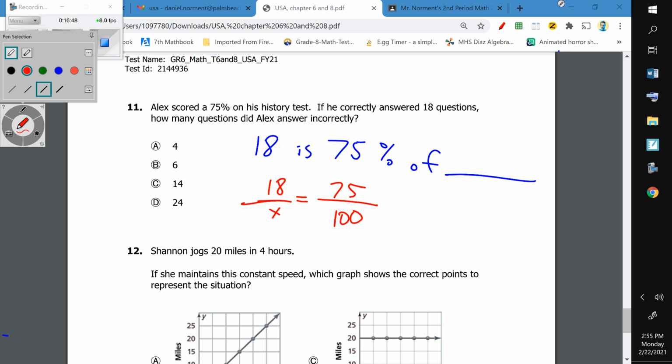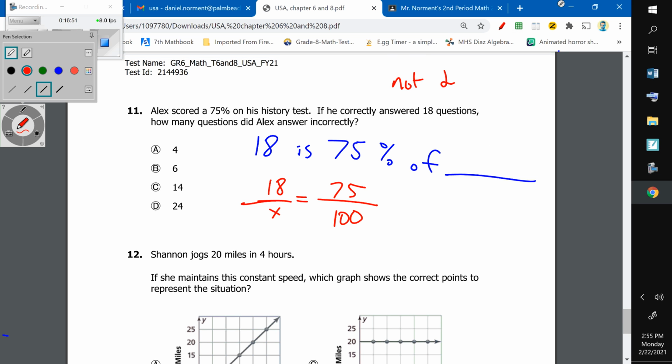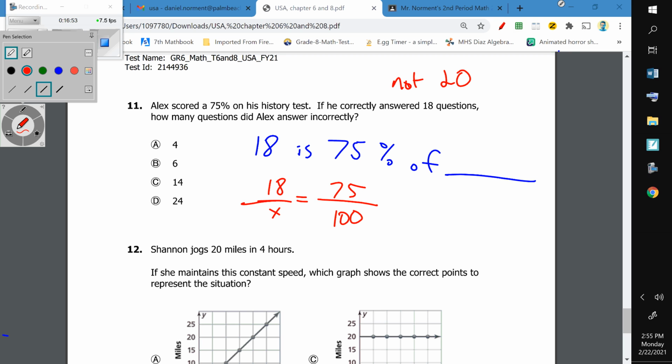Now, the answer is not 20. Don't think it is. But if you get 20, would that be the answer? Let's say E said 20. Would I say, oh, the answer is E? No, because 20 would be the total number of questions. And if he got 18 right out of 20, then how many did he answer incorrectly? The answer would be 2, because I need to subtract. Once you find the total number of questions, you need to subtract 18 from that, and that's going to give you the answer.